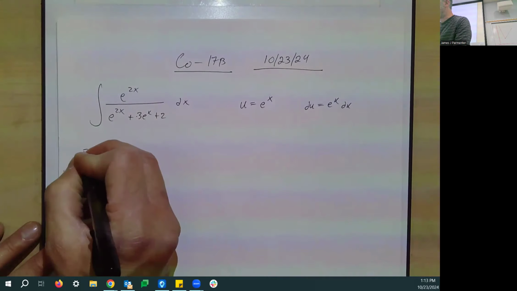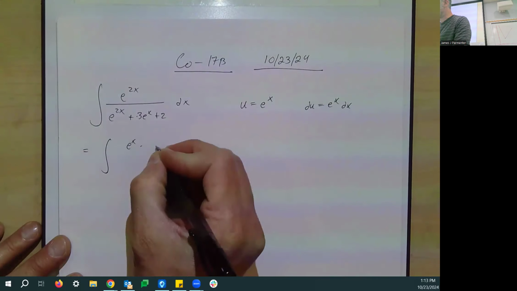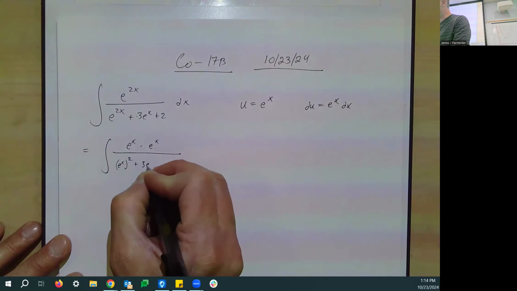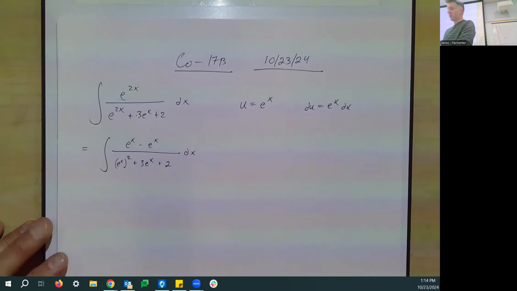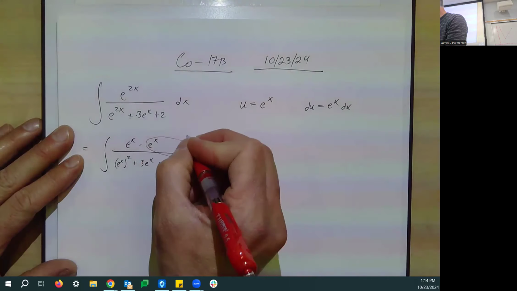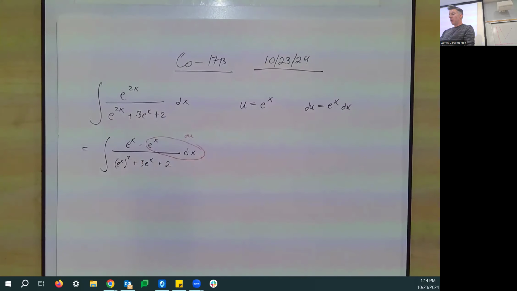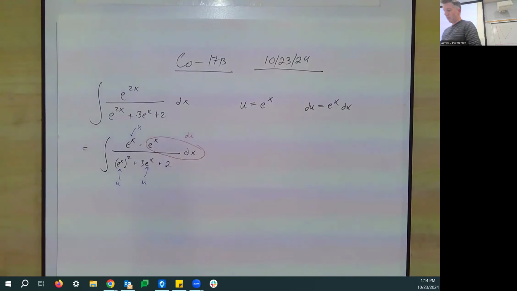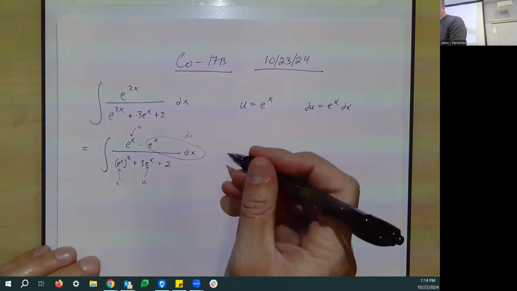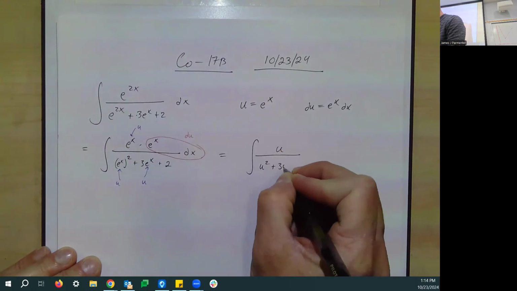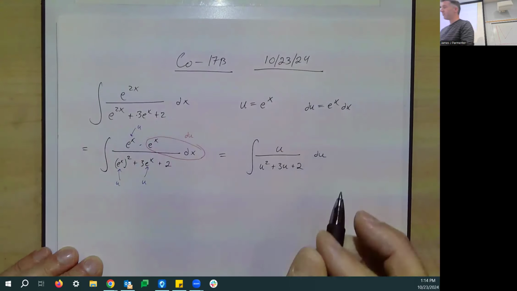So I'm going to rewrite this a little bit. I'm going to write it as the integral of e to the x times e to the x over e to the x squared plus 3e to the x plus 2. So that now we can say, oh, look, there's our du, which is equal to e to the x times dx. And every other e to the x gets to be a u. So there's a u, there's a u, there's a u. And we can rewrite this as the integral of u over u squared plus 3u plus 2 du.